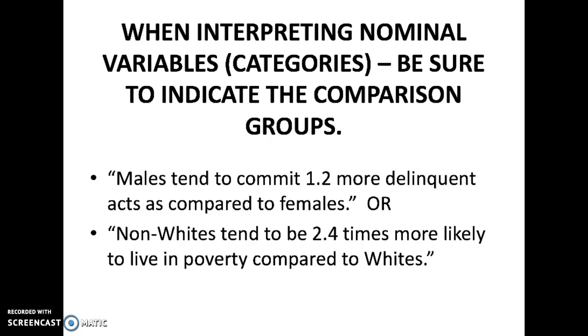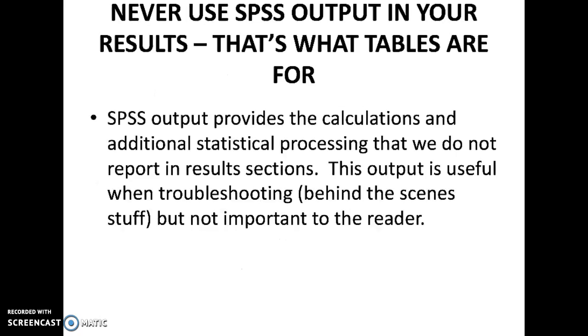So like this: males tend to commit 1.2 more delinquent acts as compared to females. The 1 was male, the 0 was female. I'm reminding the reader the female was the comparison group in my variable. Or we could say it this way: non-whites tend to be 2.4 times more likely to live in poverty compared to whites. So again, you can just briefly remind the reader who your comparison group is when you're doing these 0-1 style variables so they can keep track of what the comparison is.